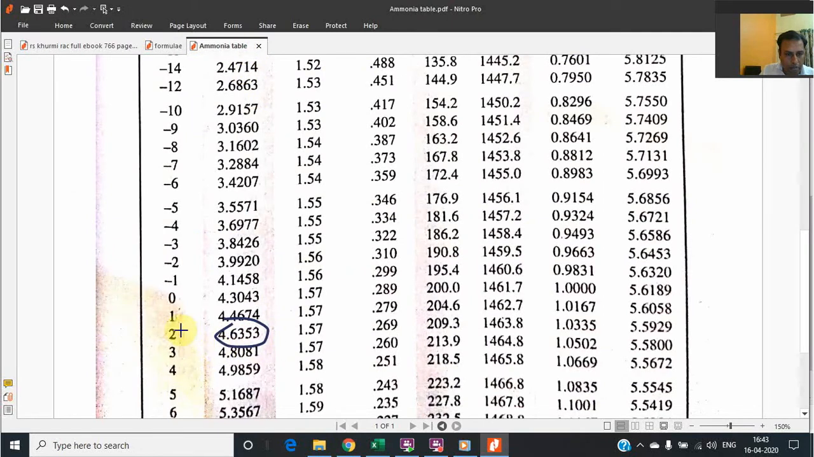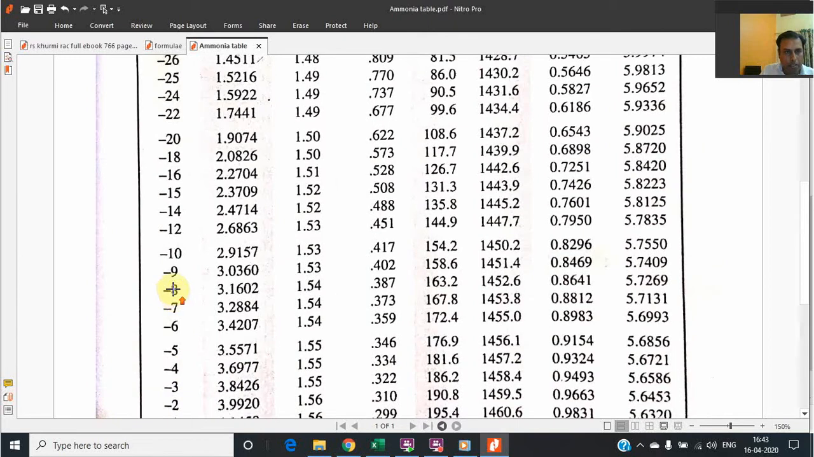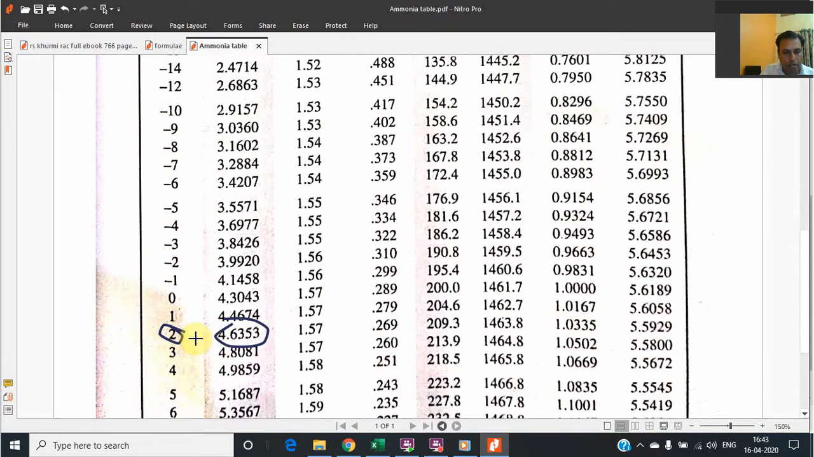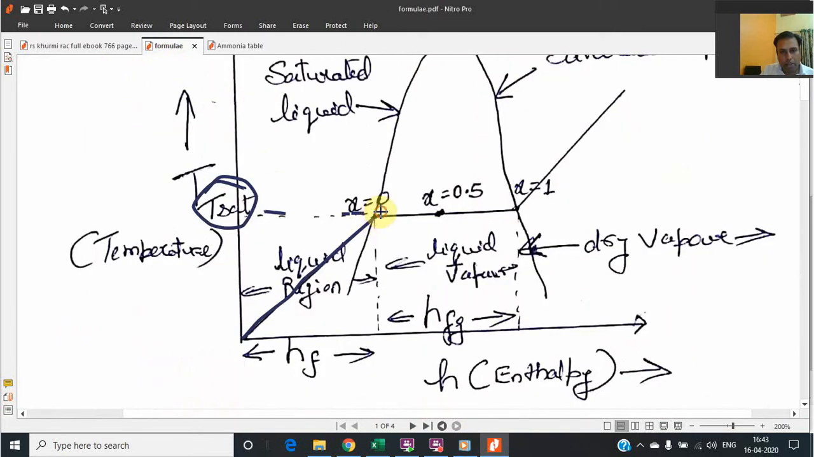They have given that temperature of 2 degrees centigrade, means temperature is 2 degrees centigrade. At this temperature it will convert from liquid to gas, vapor, and again we will continue the heating process. It will convert into 100% gas.